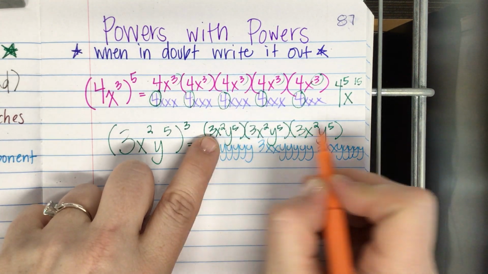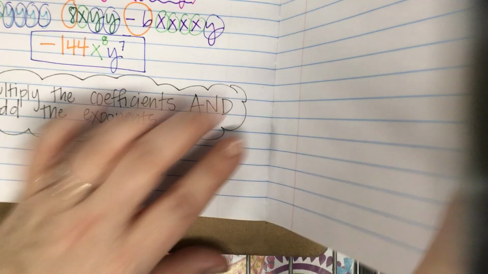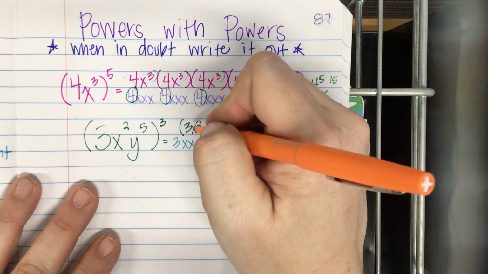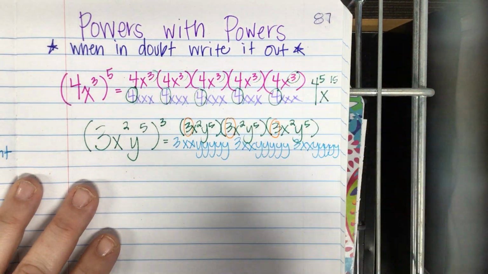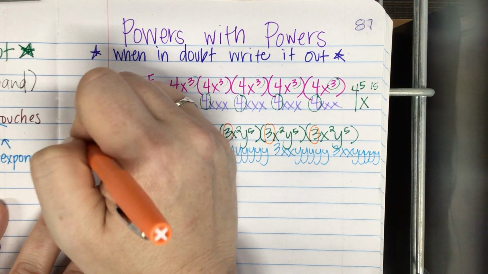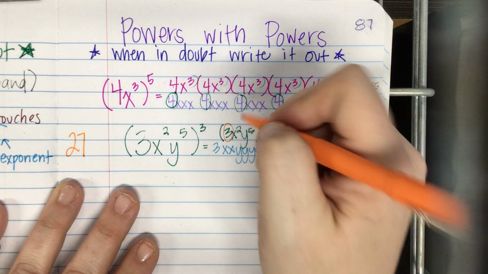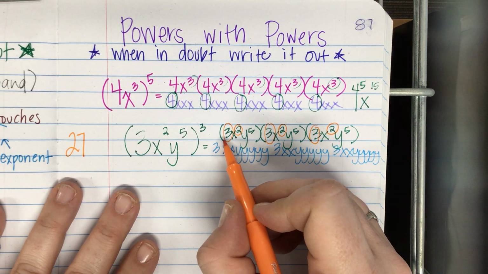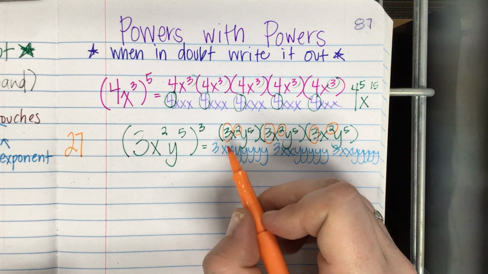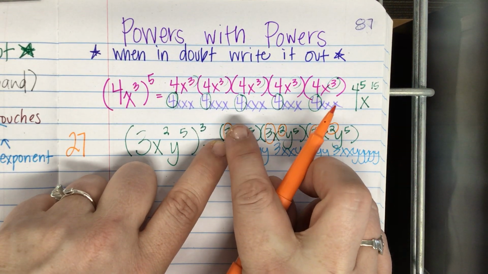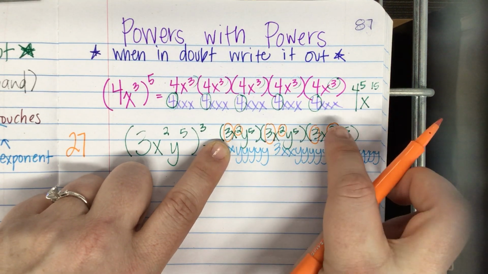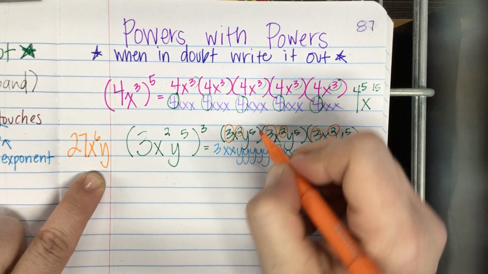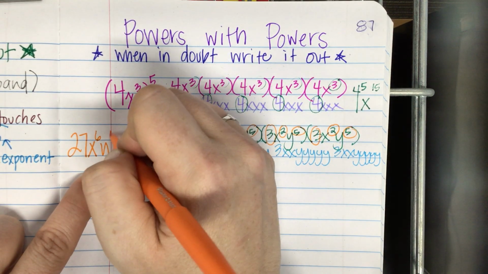Or I could go up here to this first expansion and use my rule: multiply the coefficients and add the exponents. 3 times 3 times 3, that's small enough I can do. 27. 2, 2, and 2. Don't, though, it's sometimes hard to switch between the multiplying and adding. I multiplied my coefficients, so I'm not going to do 2 times 2 times 2. I'm going to do 2 plus 2 plus 2. X to the 6th, Y to the 15th.